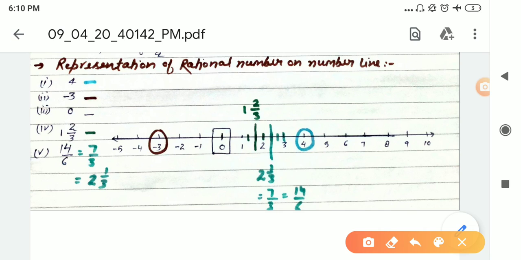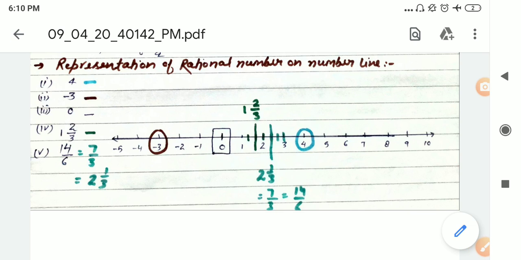The next number is minus 3, and since it is negative, it will be on the left side of 0, because negative integers are always represented on the left side of 0. So we can say that minus 3 should be at 3 units distance from 0 on the left side, so it should be here. Got it? The next term is 0. 0, as you know, is represented in the middle of minus infinity and positive infinity. Got it, everybody?